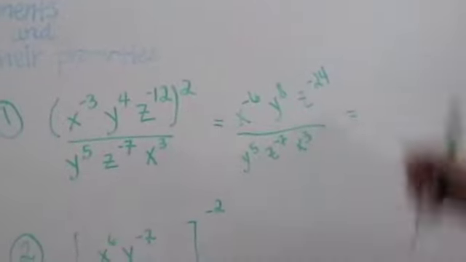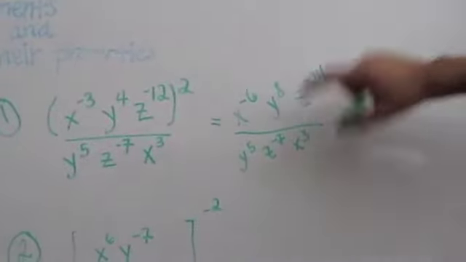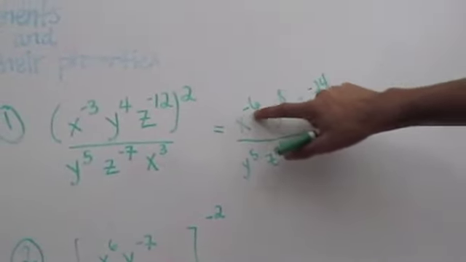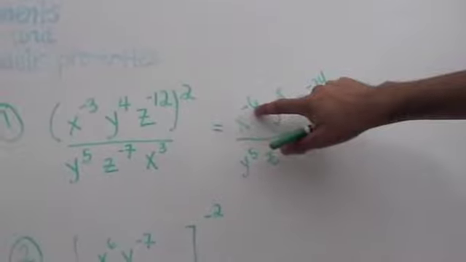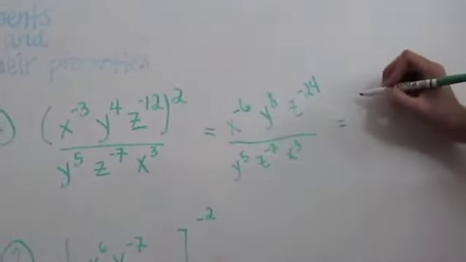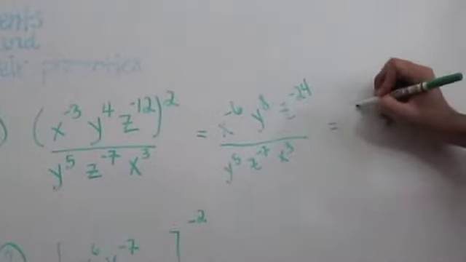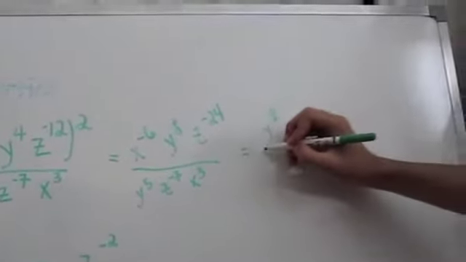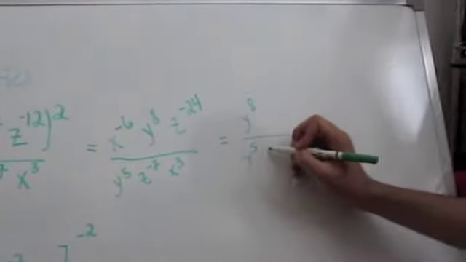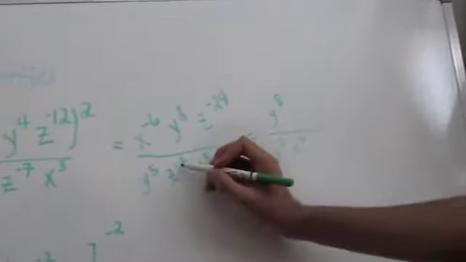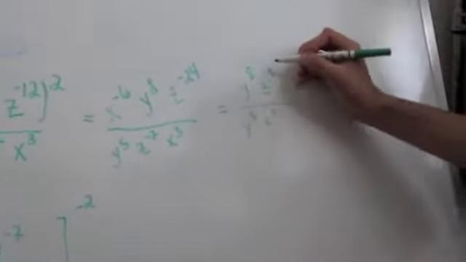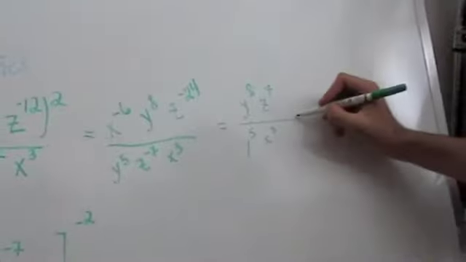To get rid of our negatives, we're going to reciprocate them. So this negative 6, to get rid of that negative 6, we're going to bring x to the negative 6 to the bottom. And vice versa for all of these. So let's keep the positives on top, y to the 8th. And where's the positives here? Y to the 5th. Good. X to the 3rd. This z to the negative 7 is going to go up there. These are going to go on the bottom.